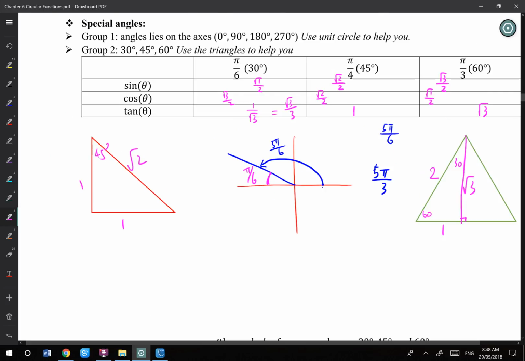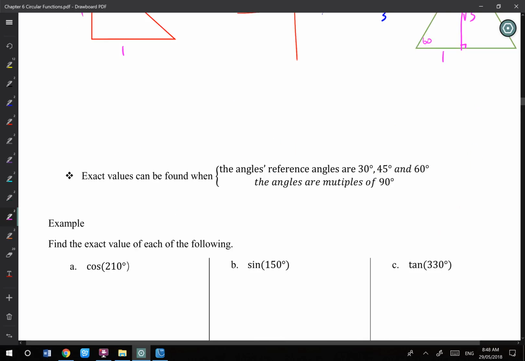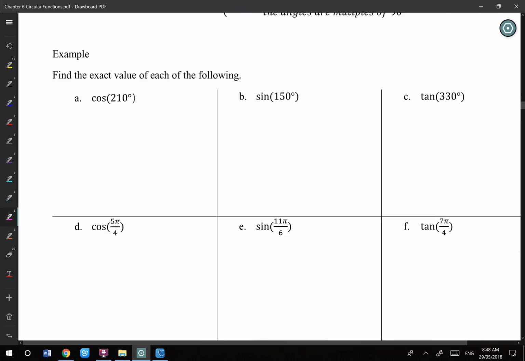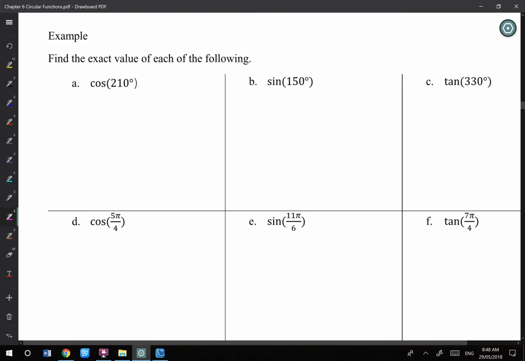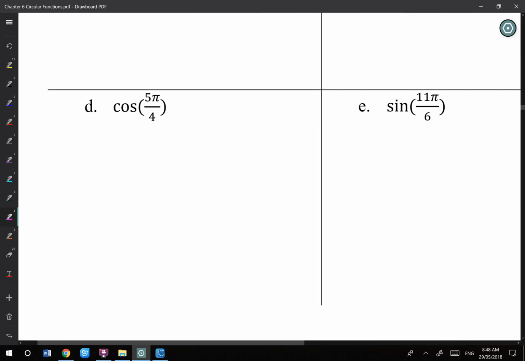Now, when you know this table, when you know the special values, let's talk about how to find the trig ratios for the angle which has a reference angle of those three values. So think about cosine 5 pi over 4. Okay, 5 pi over 4.